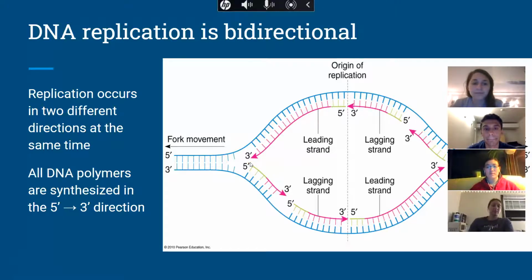Yeah. And another important thing about this slide is that DNA polymerase synthesizes DNA only in the 5' to 3' direction, which is why we get these lagging strands. But we have a whole slide on that, so we'll get to it.